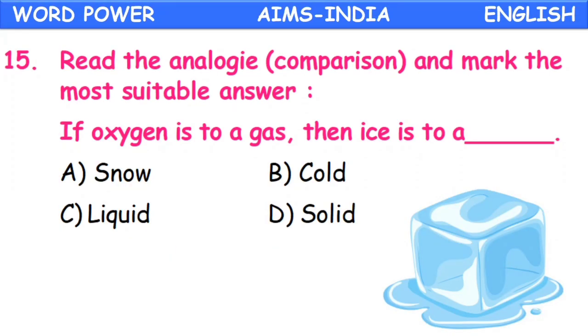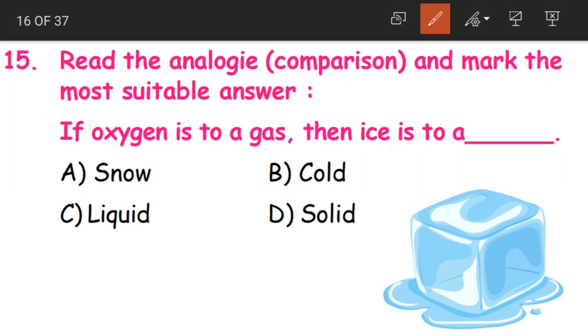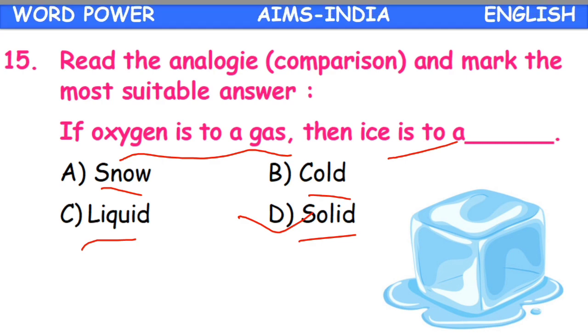Now, the analogy and mark the most suitable answer. And the sentence is, children, if oxygen is to a gas, then ice is to what? Oxygen is in the gas form. So, ice, in which form is it? Either snow, cold, liquid, or solid. And the answer is solid. Because we are talking about the form here, in which form the substance is. Ice is in solid form.